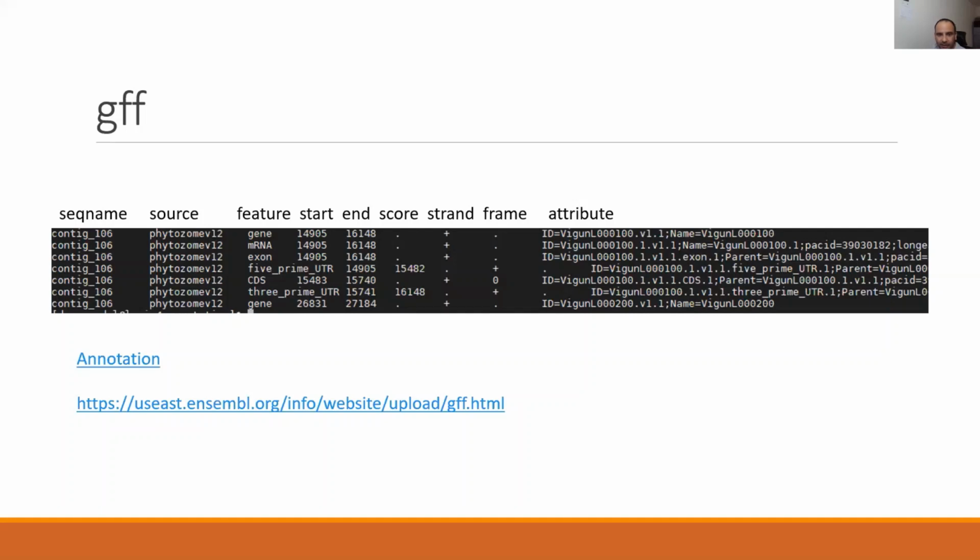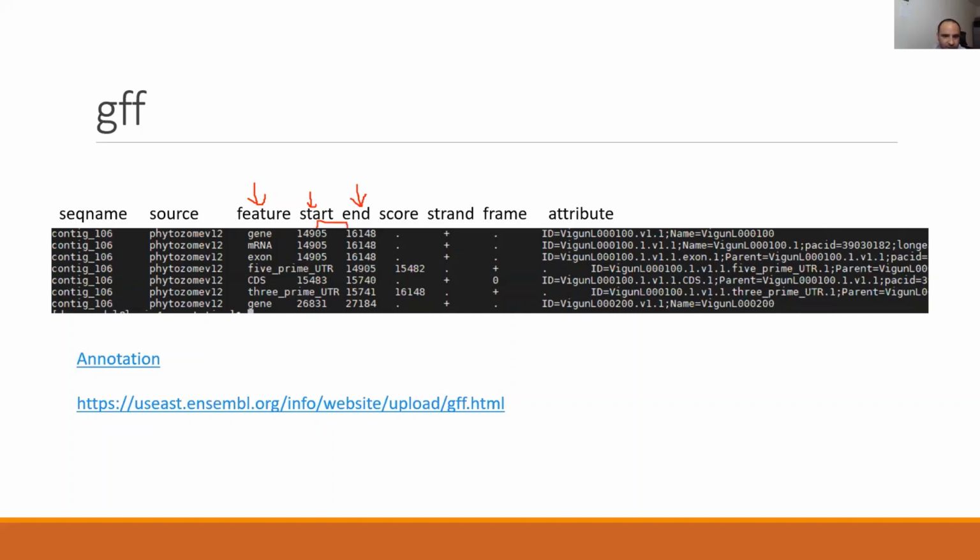And then the main interesting feature that you need to look at is the feature column. We know the sequence type, whether it is a gene, mRNA, exon, or a UTR region, so this feature can be extracted later. It also shows the start point of that gene. For example, in this case, the gene will start from 14905 on the sequence contig 106. It also shows where it ends as well, so from this you can get the length of the gene.